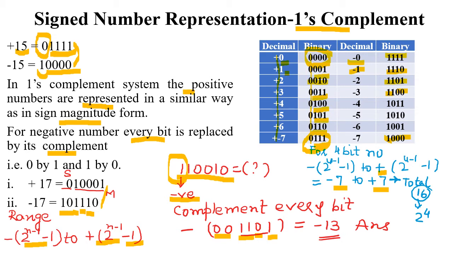The first bit is 1, so it indicates the number is negative. Now we find the magnitude of this number. 001101 is equivalent to 13. So this number is equivalent to minus 13.